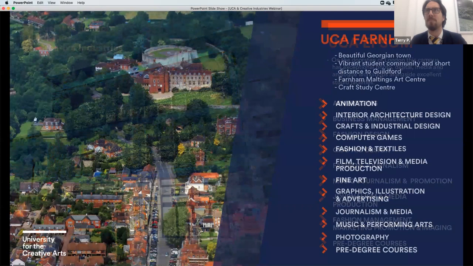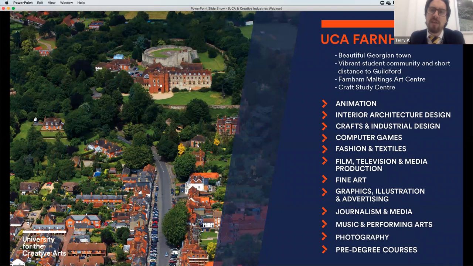And then we have Farnham, which is the biggest of our campuses. Canterbury, Rochester and Epsom all have around 1,200 students, and at Farnham, we have around 2,500 students. We teach the greatest range of subjects at Farnham. So we've got photography, music and performing arts. We've got our film production course, which is world famous. Fashion and textiles is delivered there alongside computer games and fine art animation as well. It's a beautiful Surrey town, really quintessentially English. And again, it's a train ride of about 50, 55 minutes into London. But it's the biggest of our campuses, and an absolutely beautiful town.